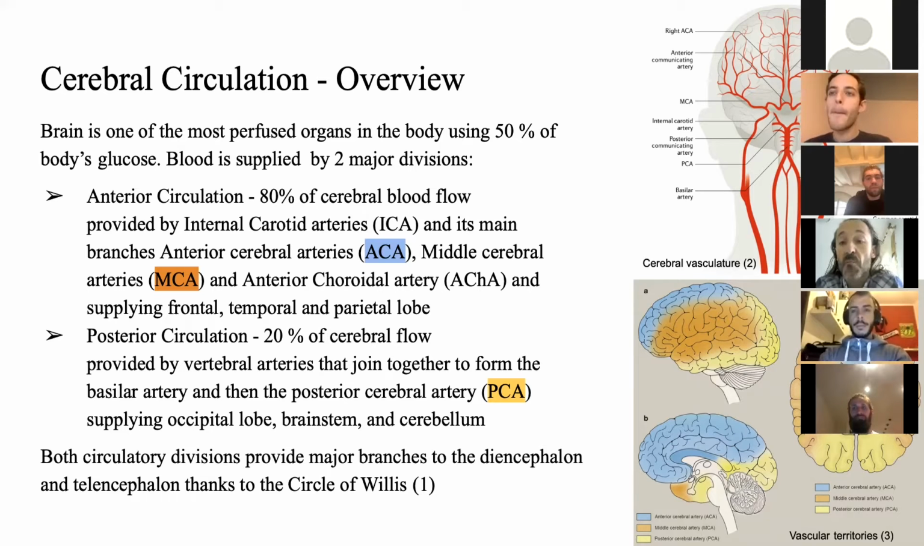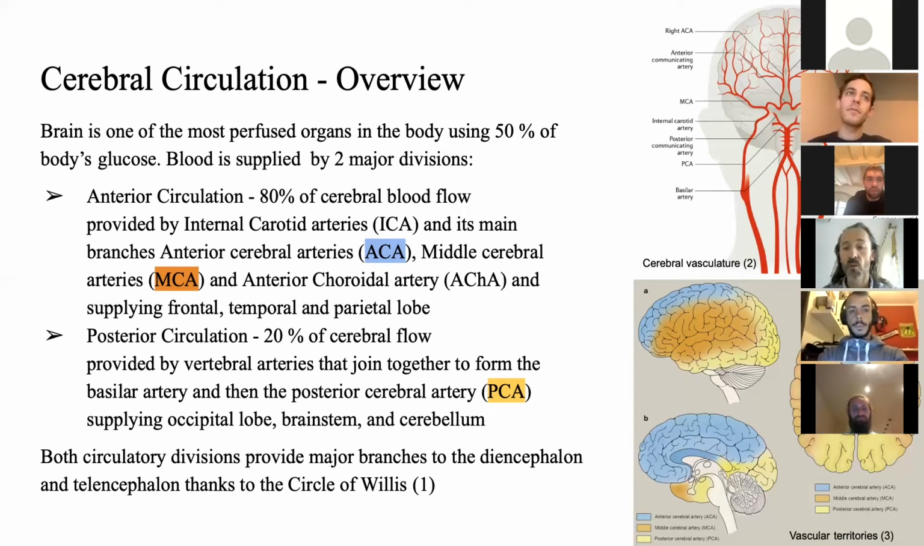This perfusion is provided by 2 major sources of arterial blood, divided into anterior and posterior circulation. Anterior circulation is provided by the internal carotid artery and its main branches, which are the anterior cerebral arteries, middle cerebral arteries, and anterior choroidal arteries. They supply 80% of the total cerebral blood flow to a large portion of the forebrain, including the frontal, temporal, and parietal lobes, and parts of the diencephalon and internal capsule.